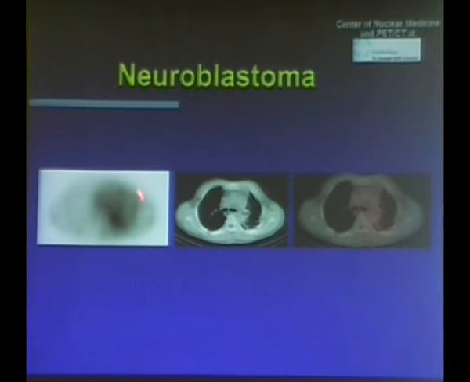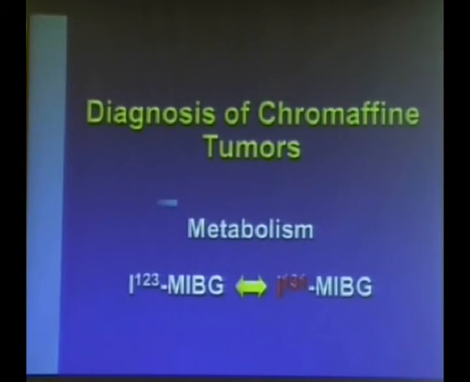is diffuse in the whole lung, and if you perform image fusion, you can see that this is an infiltration, a recurrence of neuroblastoma with an infiltration of the whole lung of the left side. So I talk also about the chromaffin tumors, neuroendocrine tumors. And there we can also use MIBG.